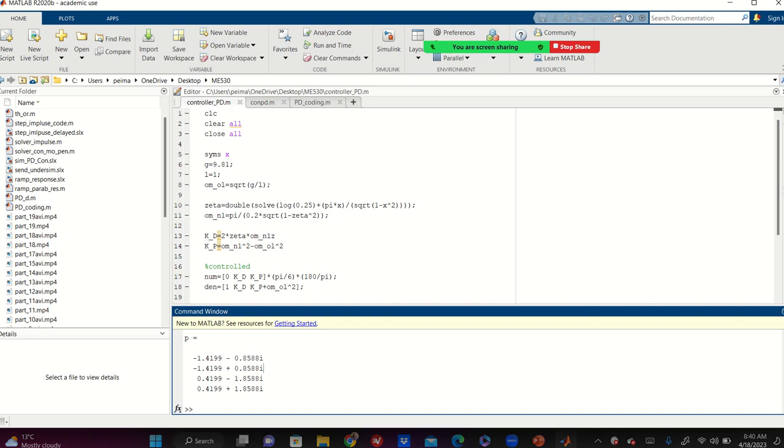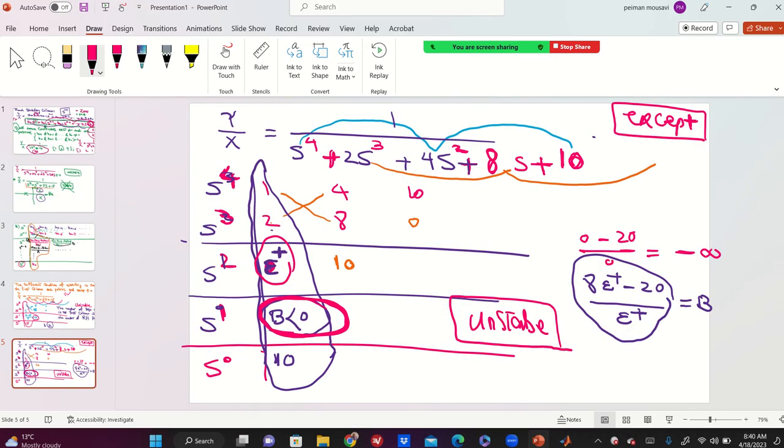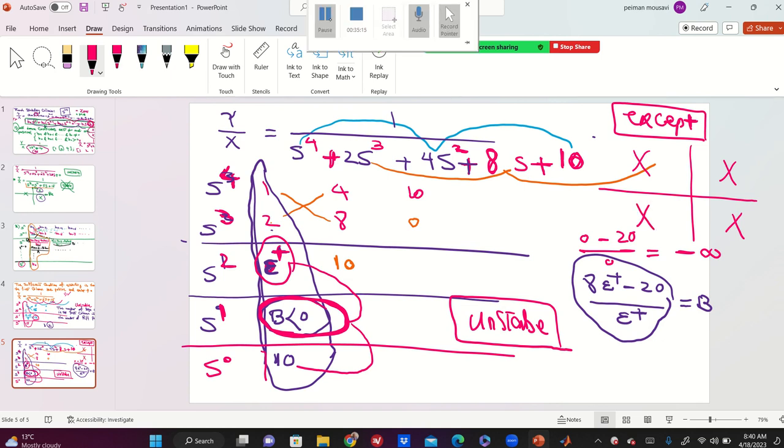So where is that? And the number of the sign change, I told you, from positive to negative, from negative to positive. So here we go. Two right-hand side poles. Guys, let us, here we go. This is unstable.